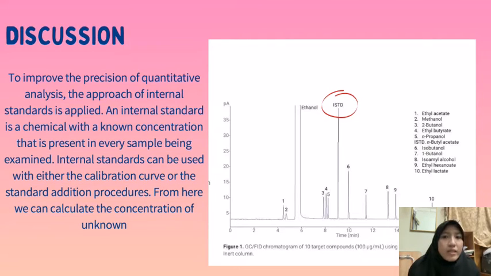An internal standard is a chemical with known concentration that is present in every examined sample. Internal standard can be used with either calibration curve or the standard addition procedure. From here, we can calculate the concentration of the unknown.